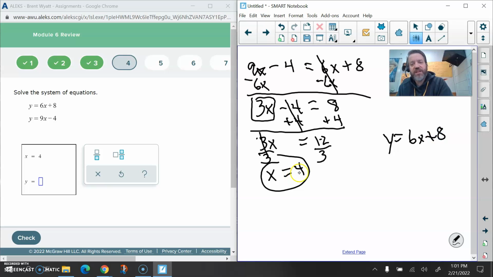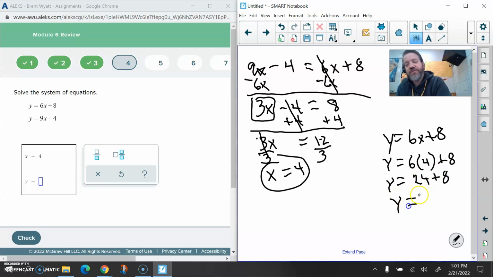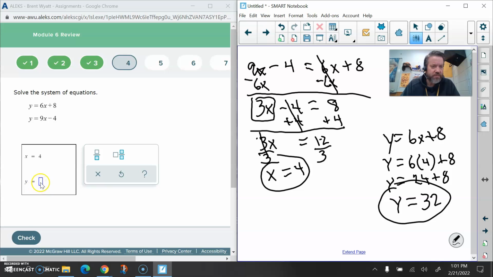Now I know x is equal to 4, so let's put 4 in for x. Y equals 6 times 4 plus 8. So y is equal to 6 times 4 is 24. And then 24 plus 8 is 32. So y equals 32. And that is my answer for this box right here. I'll type in 32 here.